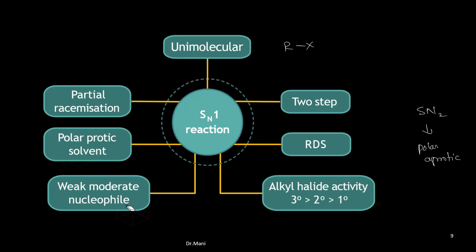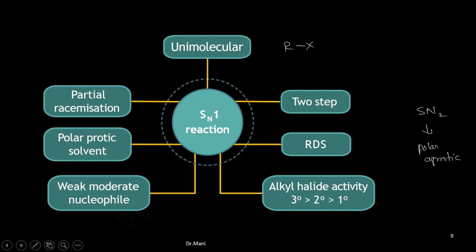Next one, a weak or moderate nucleophile will be favorable. I told you about whether it is showing retention; resistance to leave should not happen. Next one, alkyl halide reactivity is 3° greater than 2° greater than 1°. So tertiary is greater than secondary than primary. We saw that if the carbon is attached to more alkyl groups, then it will show more SN1 reaction, whereas this is opposite for the SN2 reaction.